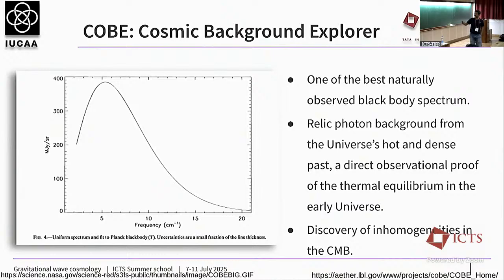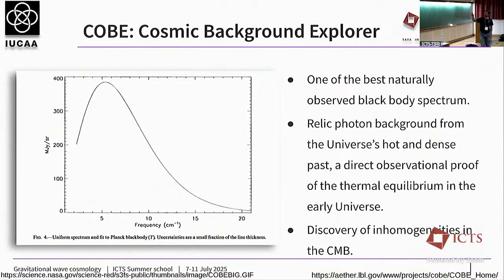And you can see that shown here. And this is an observation. So the reason why you don't see any error bars there is just because the errors are even smaller than the thickness of that line. So this is one of the best observed black body spectra.